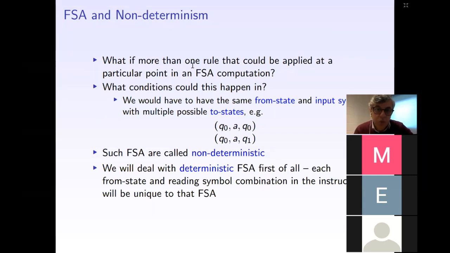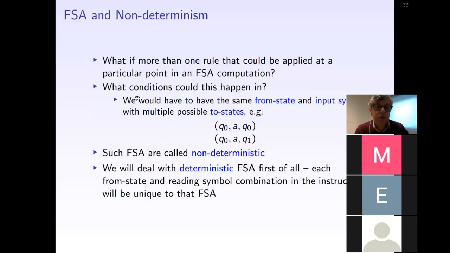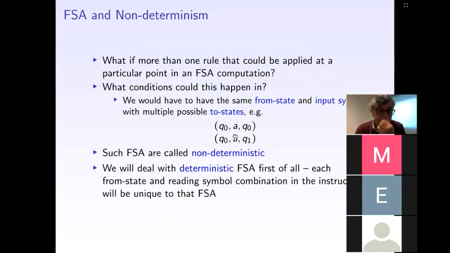Even in non-deterministic, there could be more than one rule. If I have A, I can go here, and also by A, I can go here. So that's non-deterministic too. What condition could this happen in? Let's read it again: what if more than one rule could be applied at a particular point in an FSA? In a specific state, by receiving a specific character, you can go to different states. Already we said, if we are in state Q0 and receive A, definitely we'll go to Q0. There is no other case of going somewhere else. That is impossible in deterministic, but in non-deterministic, if you are in Q0 and receive A, you have options.